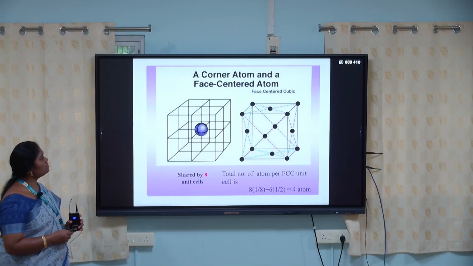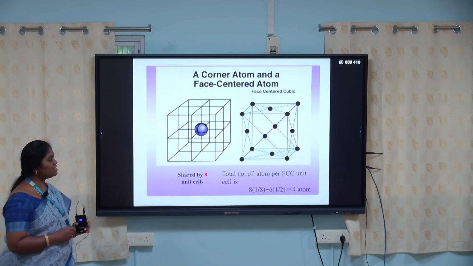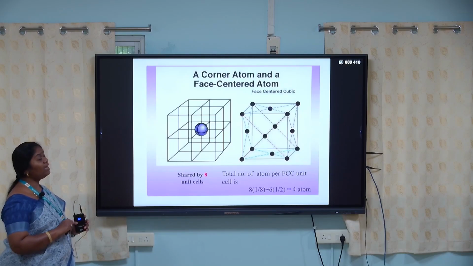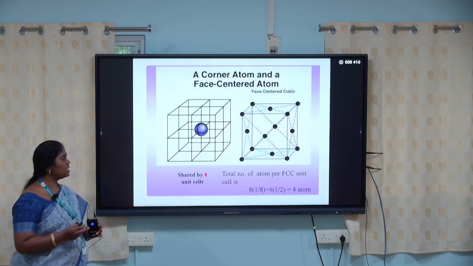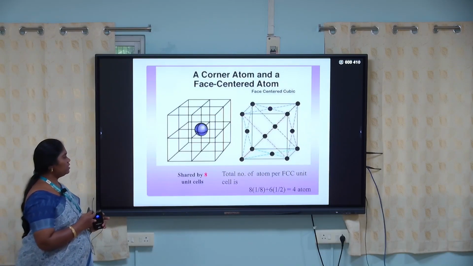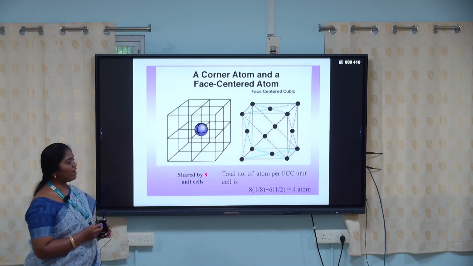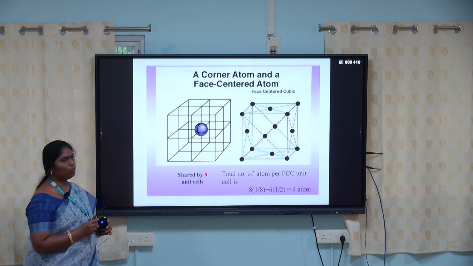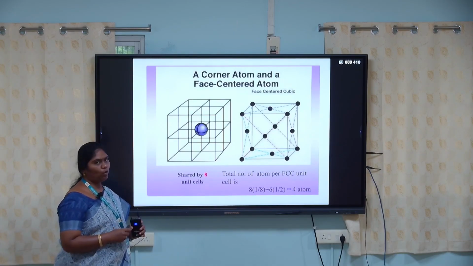The next one is face centered cubic. There are 6 faces, so along with the simple cubic structure, we are adding atoms in each face. Each of these atoms is shared by 2 unit cells. So the total number of atoms per face centered cubic unit cell is 8 into 1 by 8 plus 6 into 1 by 2. The total number of atoms is 4.